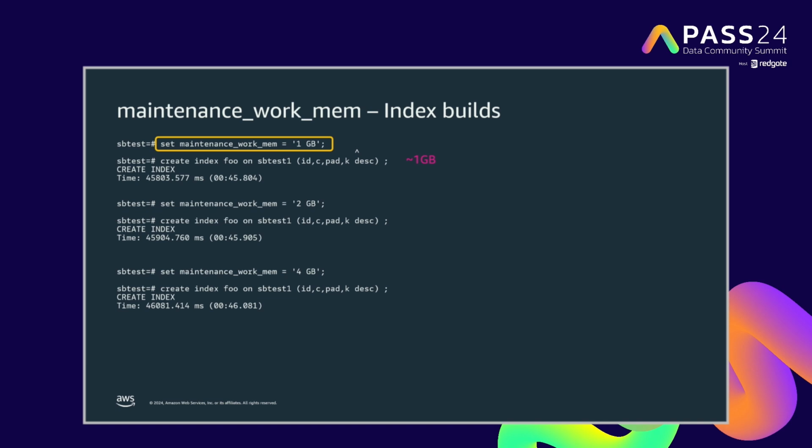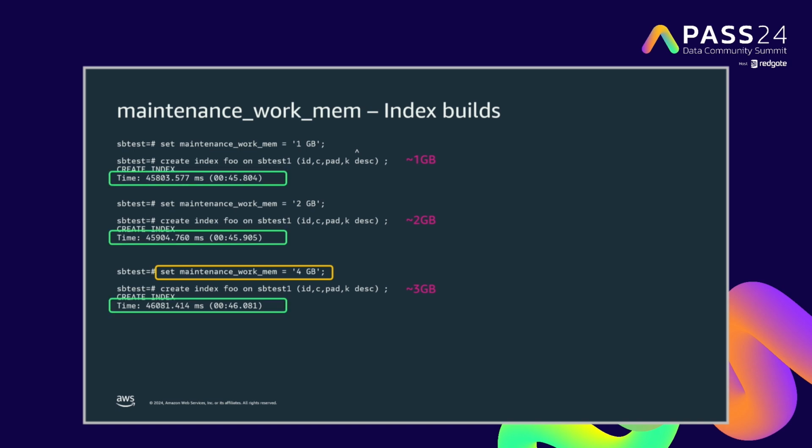So the other area is maintenance work mem. This is like work mem, but for doing things like index builds, vacuuming, all kinds of stuff, right? So you set maintenance work mem to 1 gig, and you create an index. You can set it to 2 gig, you can create an index. Set it to 4 gig, create the index. What you'll notice is that, in this case, the index took basically the same amount of time. And the reason for that is we are spilling on this index build, but we're spilling to the file system cache.